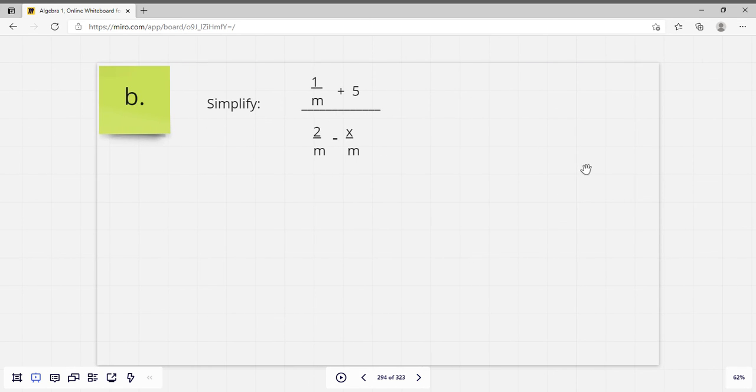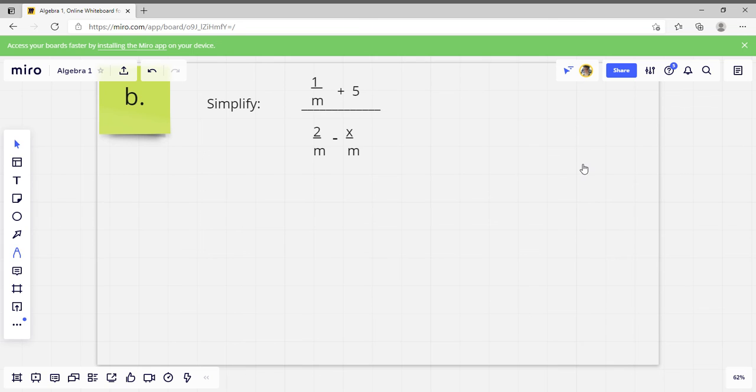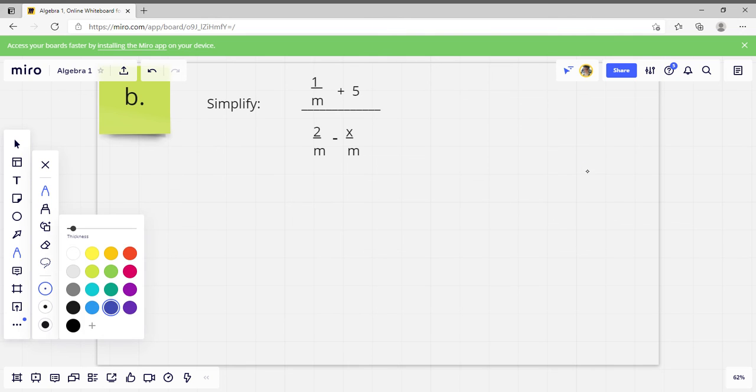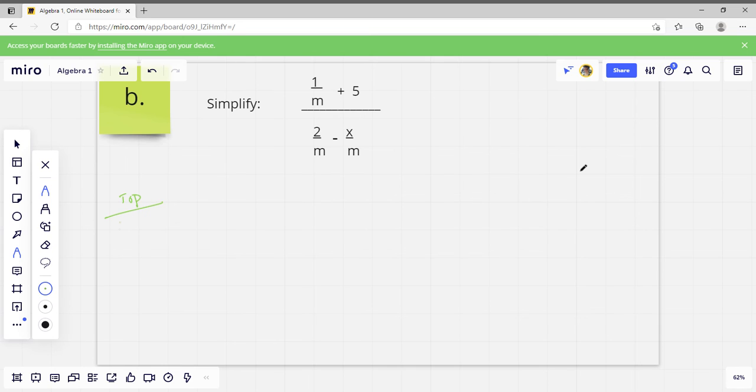Next one, B. All right, so we got to find a common denominator on the top and bottom of this one. Okay, so our top, we'll do that first. We got 1 over m plus 5 over 1. Our new denominator is going to have to be m. So that means I have to multiply that times m and that times m, and that'll be 5m. So that's going to be 1 plus 5m over m.